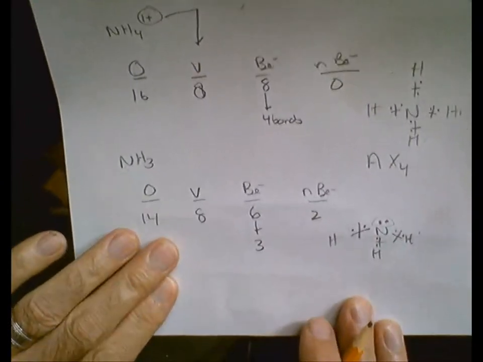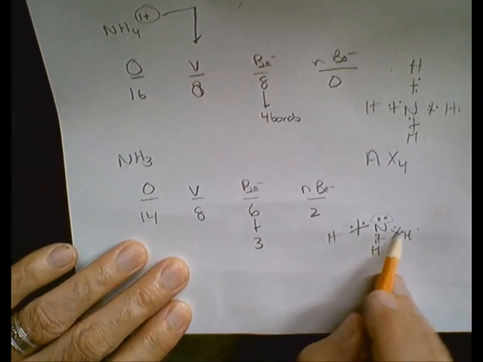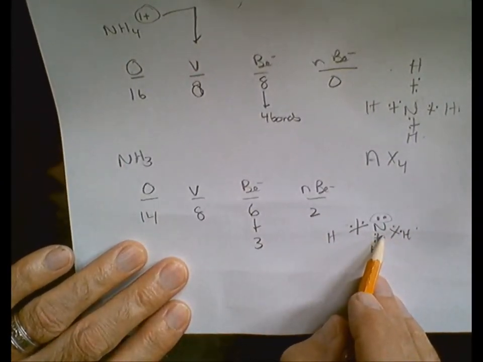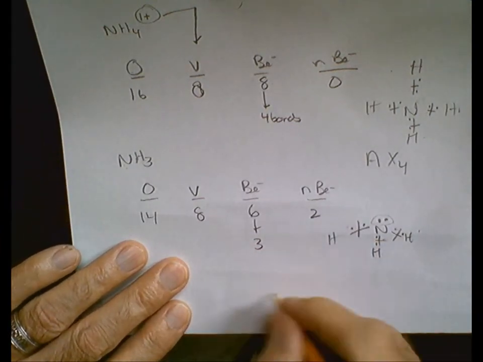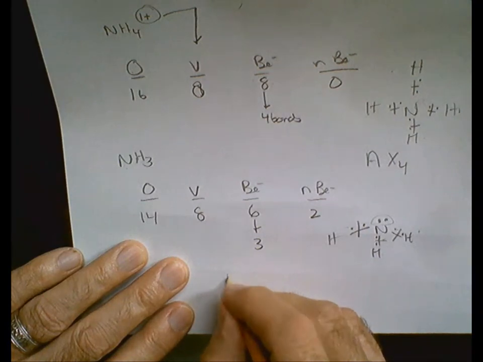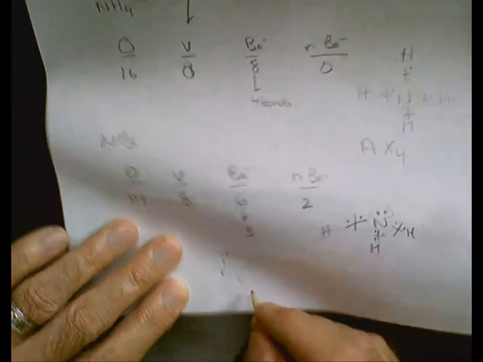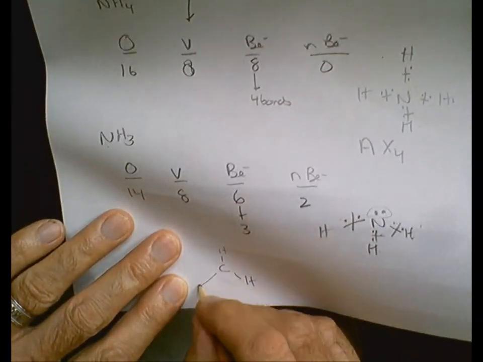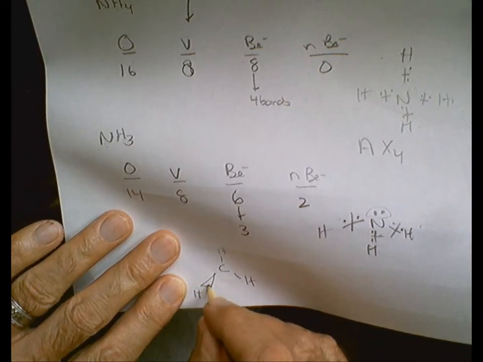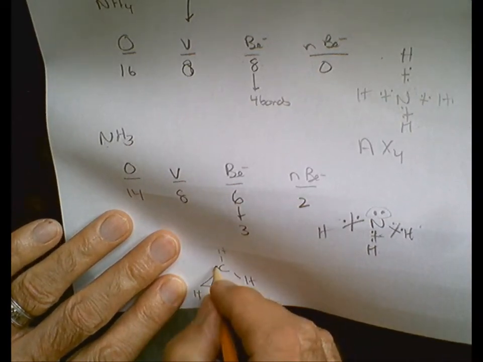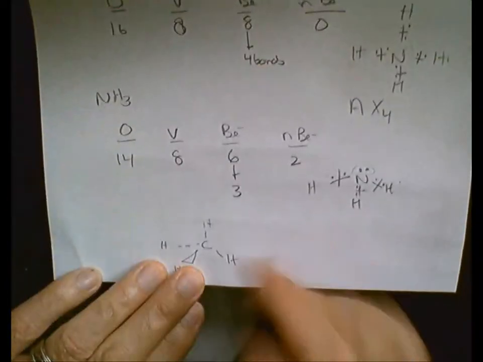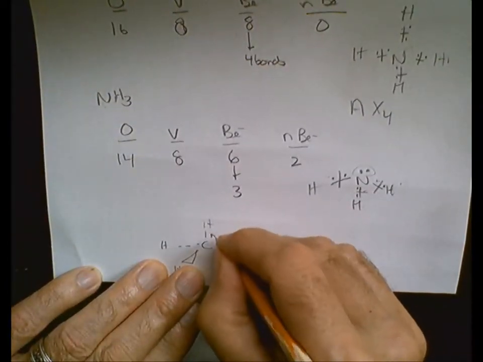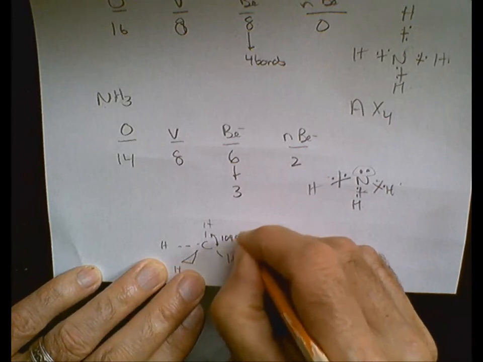Okay, here's what Gillespie said. He said electron pairs in bonds will push each other apart so that they can maximize their distance apart. If we did CH4, this triangle means the bond is coming out towards you. This dashed line means it's going away. Each one of these bonds would have an angle of 109.5 degrees.